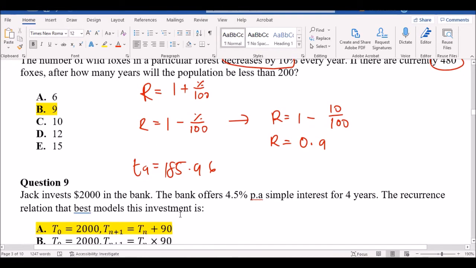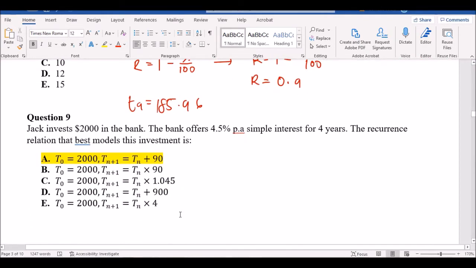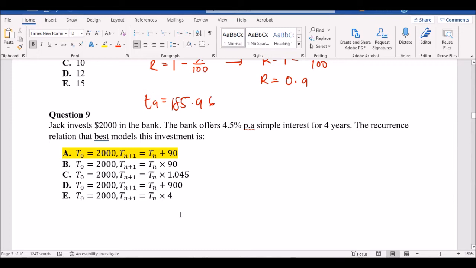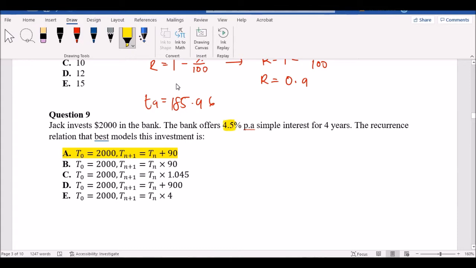All right, let's do the next two and then you guys can keep going. Jack invests $2,000 in the bank and it offers 4.5% per annum, simple interest, for 4 years. So many words. Again, let's look for some keywords here. You've got the percentage of how much it's increasing or decreasing by. This word here as well, simple interest, means this is going to be an arithmetic type question where you're minusing or adding the same amount each time. And then you've also got the time in years here. And one more thing, how much he started with: $2,000 in the bank.